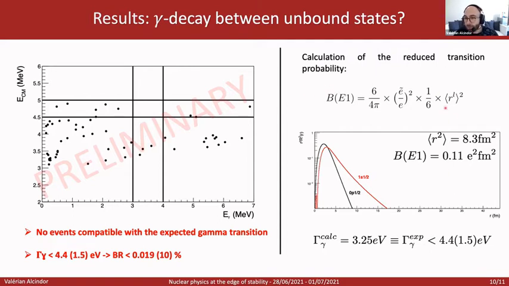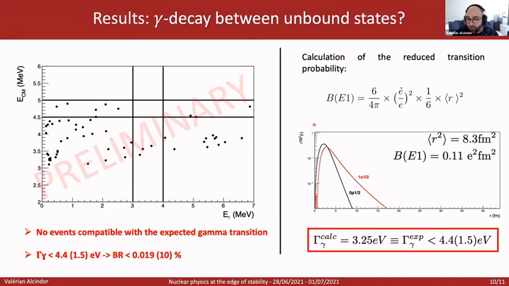And this was due mostly to the spatial distribution of the 1/2 wave function, the radial wave function, which was totally overestimated in our first assumption. And by doing the calculation, we find, in fact, a result which is very consistent with the experimental limit.